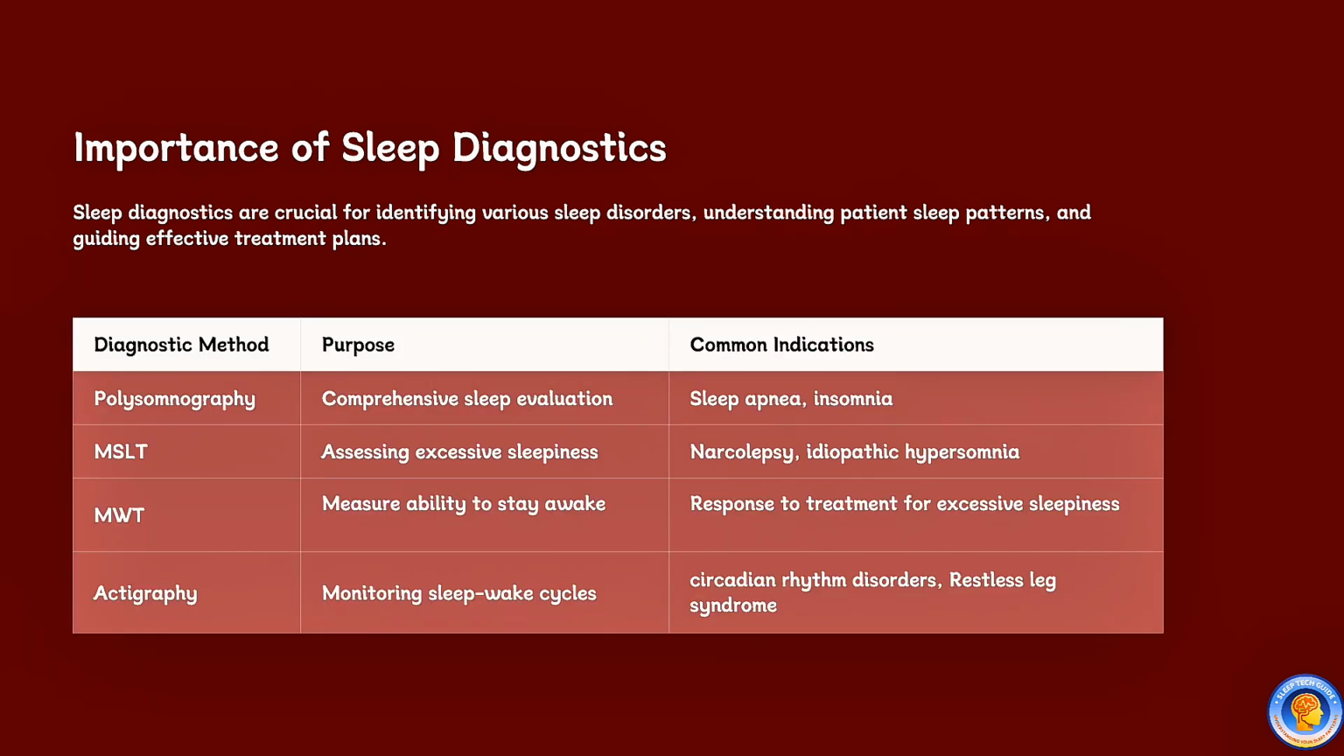There are four diagnostic methods. First, polysomnography, which is the comprehensive sleep evaluation and commonly indicated in sleep apnea and insomnia patients. Second is MSLT, assessing excessive sleepiness, and the common indications are narcolepsy and hypersomnia. Third is MWT, which measures the ability to stay awake and the response to treatment for excessive sleepiness. And fourth is actigraphy, which monitors the sleep-wake cycles, and it is commonly indicated in circadian rhythm disorders and restless leg syndromes.